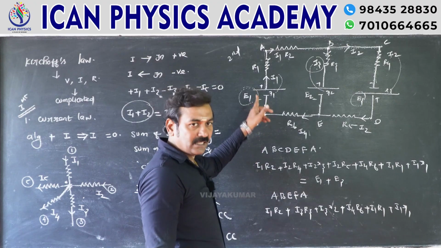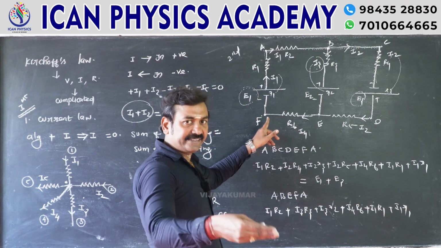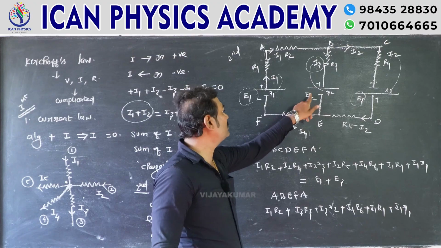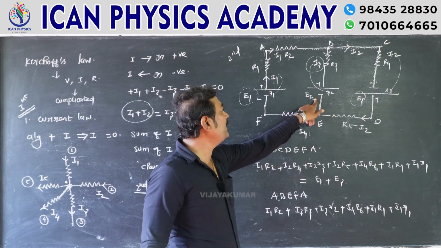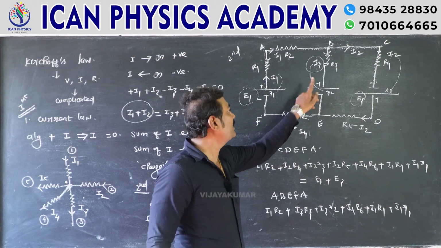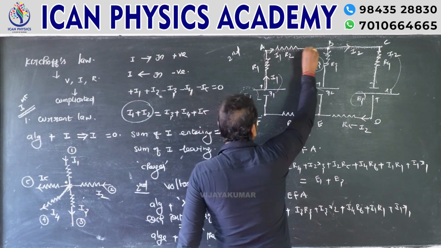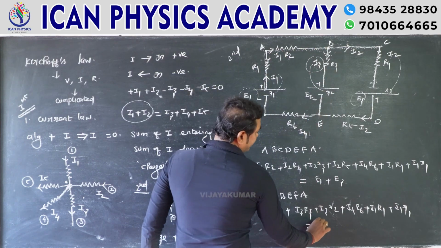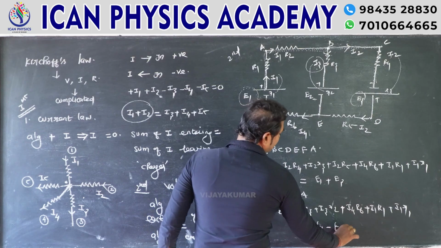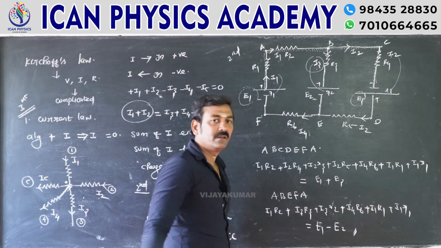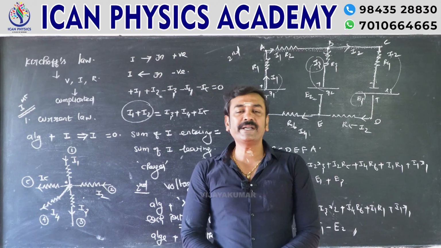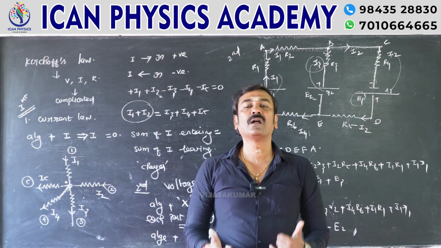Now the algebraic sum of EMF in that closed circuit. In this closed circuit, E1 and E2, but the positive and the positive are connected. So we can write E1 minus E2. Okay? Do you get it now? Any doubts? No doubts.